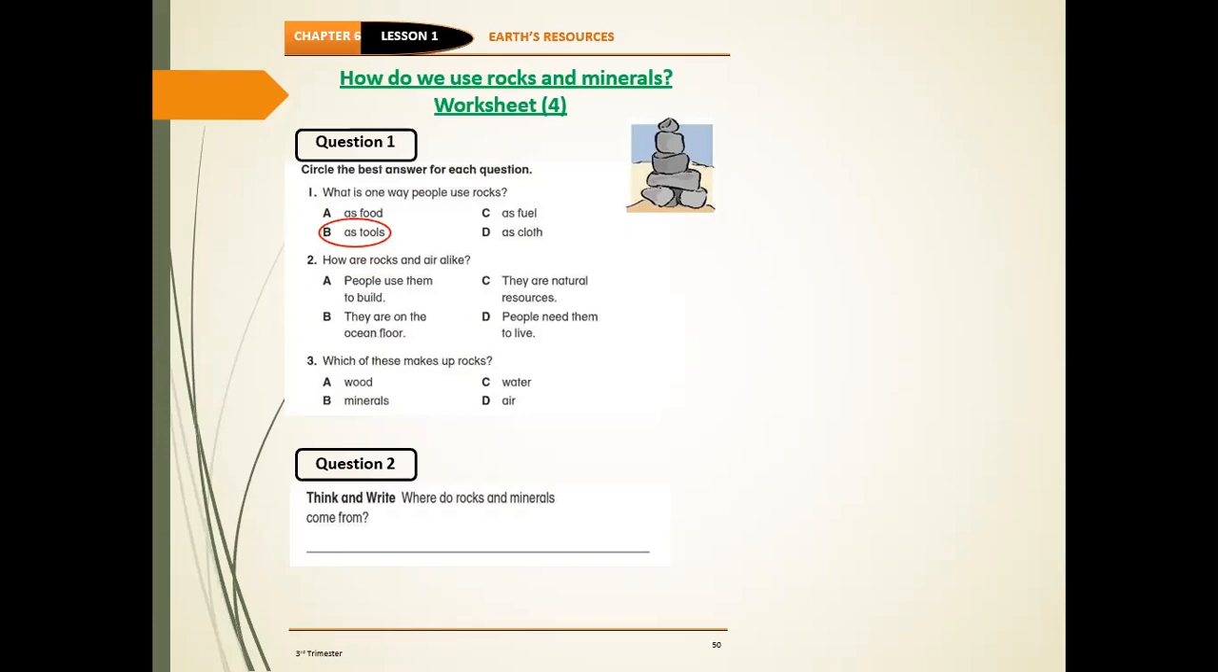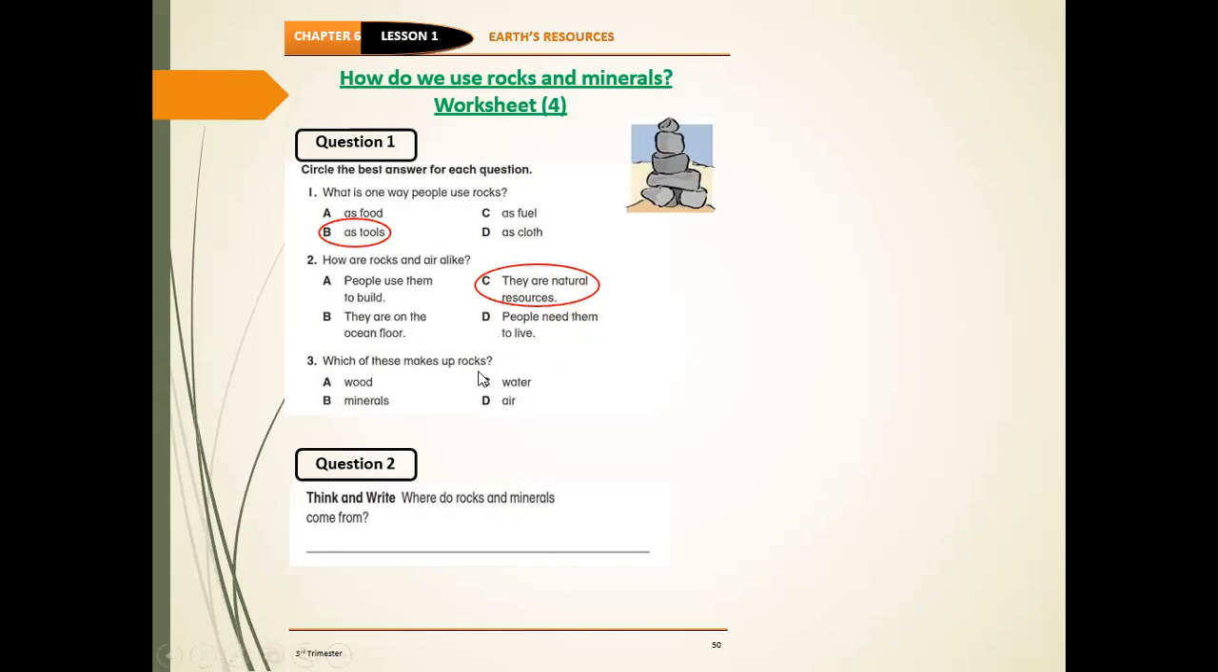How are rocks and air alike? If you are having a rock and you are breathing the air, how are they alike? We use them to build, we can find them in the ocean, or they are natural resources, both of them, or people need them to live. Sorry, to live. They are natural resources. Do we need the rocks to live? We need air to live, but rocks we use, okay, but this is not a very important thing to live. Both of them are natural resources.